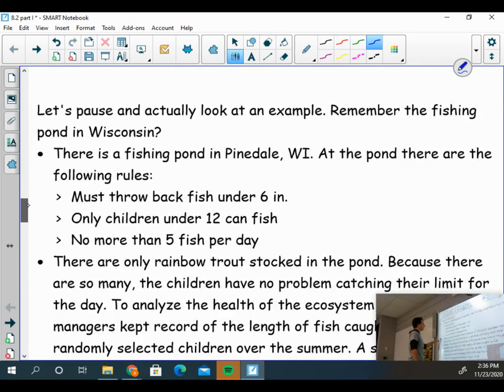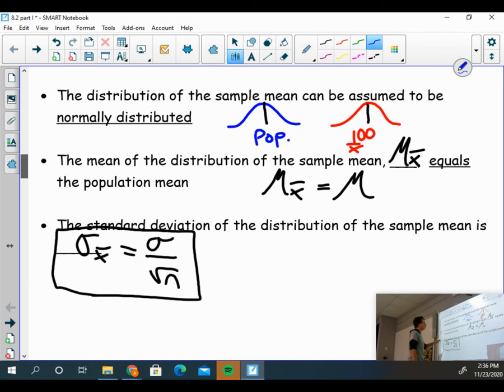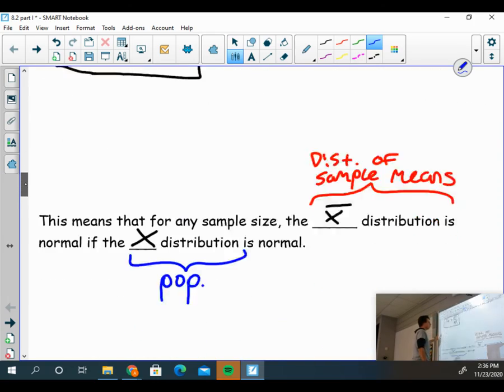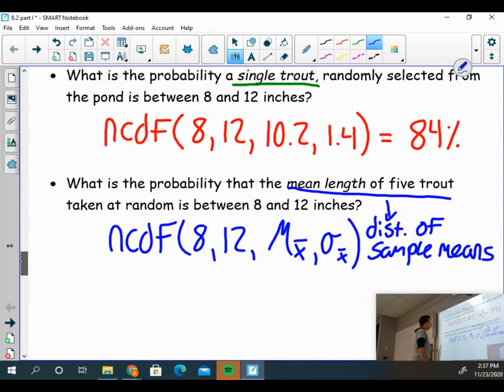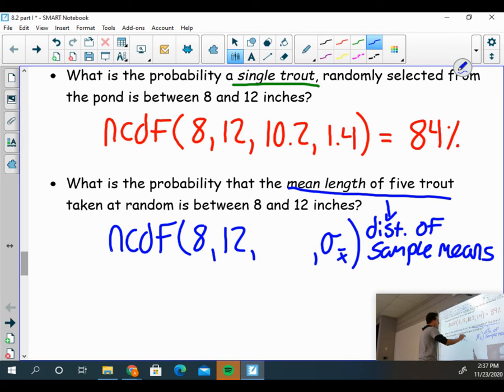Well, let's look back at our theorem. According to our theorem, if the population is normal, the mean of the distribution of sample means equals the population mean. So, what is mu of x bar? Well, since the population's normal, the mean of the distribution of sample means will match the population mean, so it's 10.2. What's our third consequence?